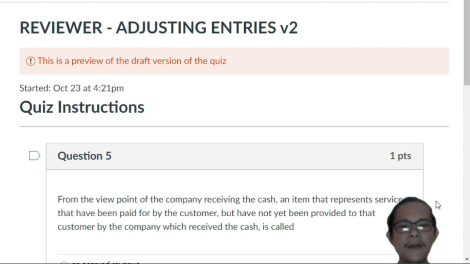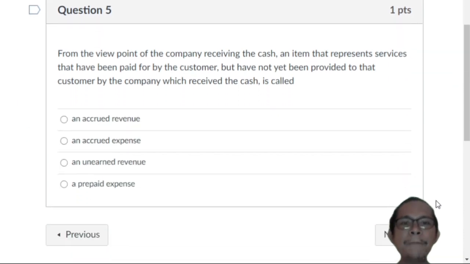Next, question number 5. From the viewpoint of the company receiving the cash, an item that represents services that have been paid for by the customer but have not yet been provided to the customer by the company which received the cash is called accrued revenue, accrued expense, unearned revenue, or prepaid expense. O eto, medyo tricky yung question. Parang nilalaro tayo, ano? Mula daw sa point of view ng company na nakatanggap ng pera, ano ang tawag doon sa services na binayaran na pero hindi pa na ipoprovide kung ano yung hinihingi ni customer?